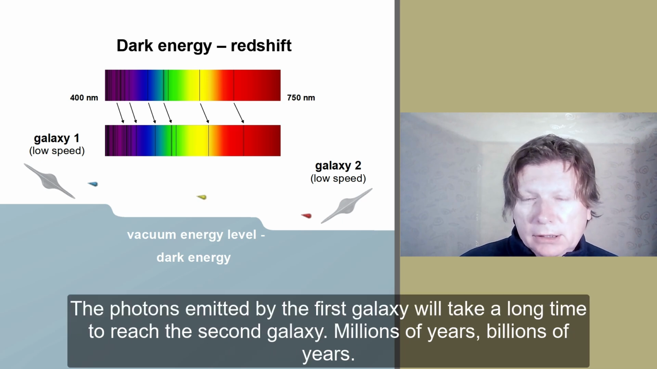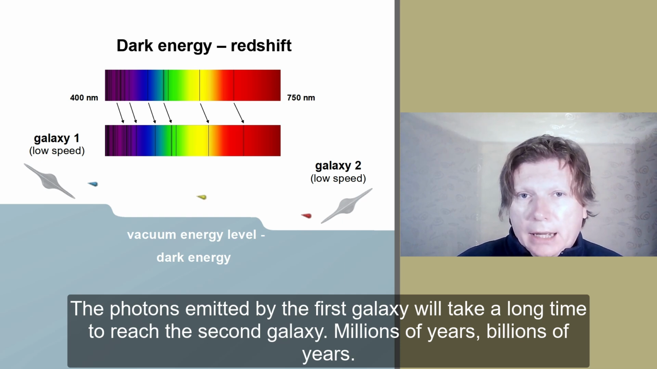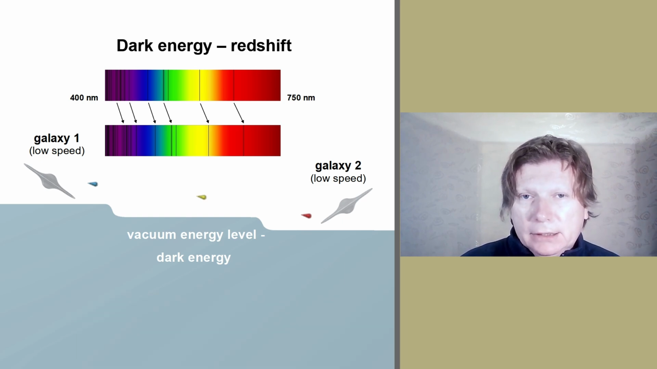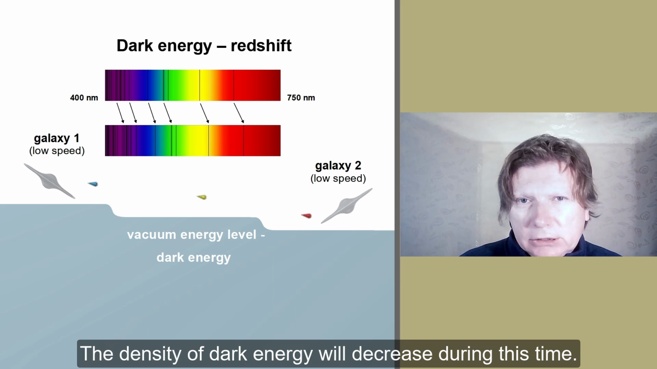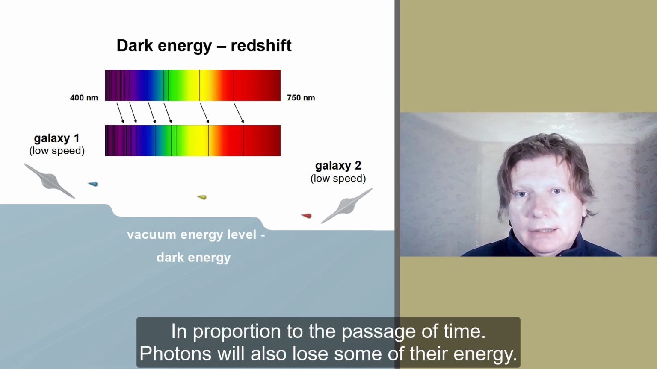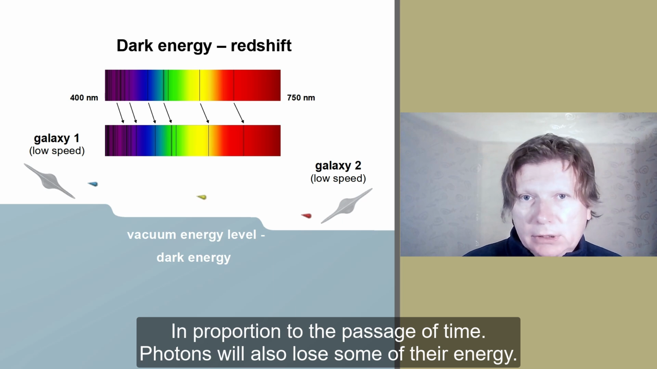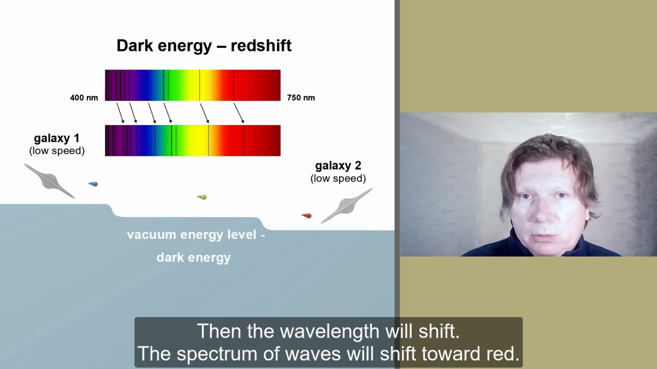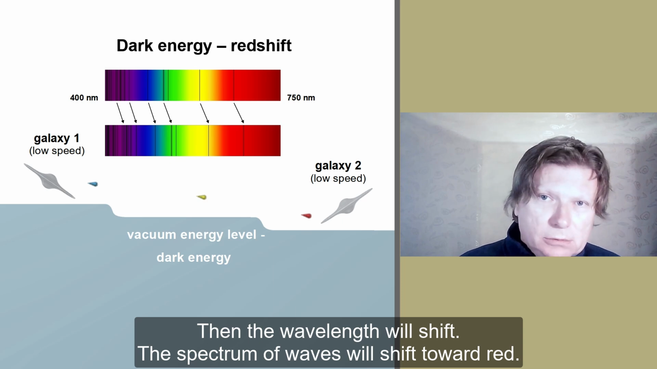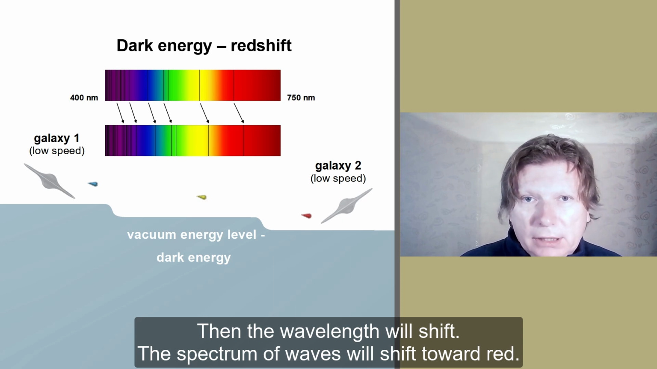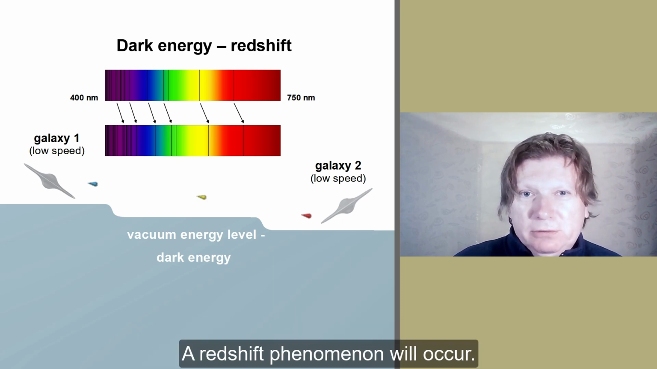The photons emitted by the first galaxy will take a long time to reach the second galaxy. Millions of years. Billions of years. The density of dark energy will decrease during this time. In proportion to the passage of time, photons will also lose some of their energy. Then the wavelength will shift. The spectrum of waves will shift toward red. A redshift phenomenon will occur.